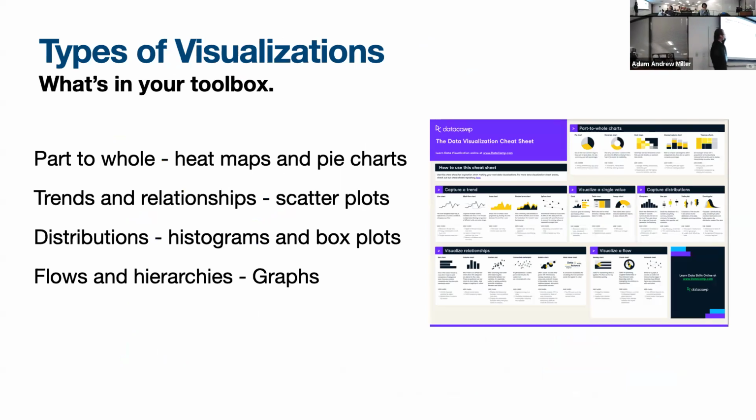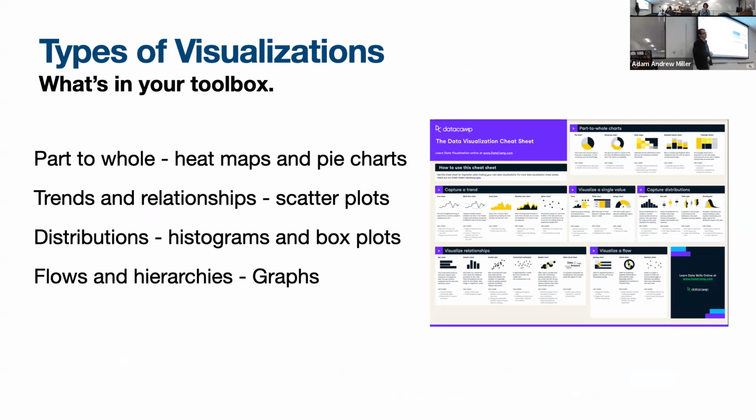So there's a lot of different kinds of visualizations. I really like this nice kind of infographic that you can post on your wall. But basically, if you're trying to illustrate part to whole relationships, you'll use something like a heat map or a pie chart. We've already discussed why pie charts are kind of problematic.